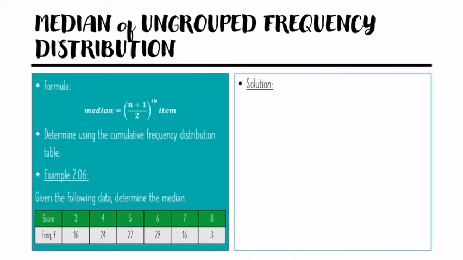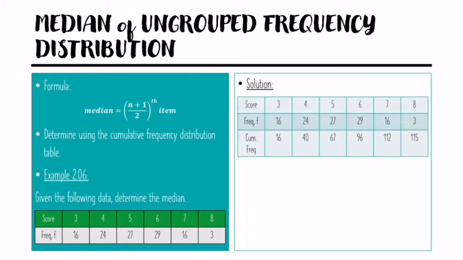Because this is a frequency distribution, we need a cumulative frequency column or row. So calculate the cumulative frequency. How to get the cumulative frequency? For the first class, we assume 16 plus 0, you get 16. And then 16 plus 24, you get 40. 40 plus 27, you get 67. 67 plus 29, you get 96. 96 plus 16, you get 112. 112 plus 3, you get 115. So the total N is 115.